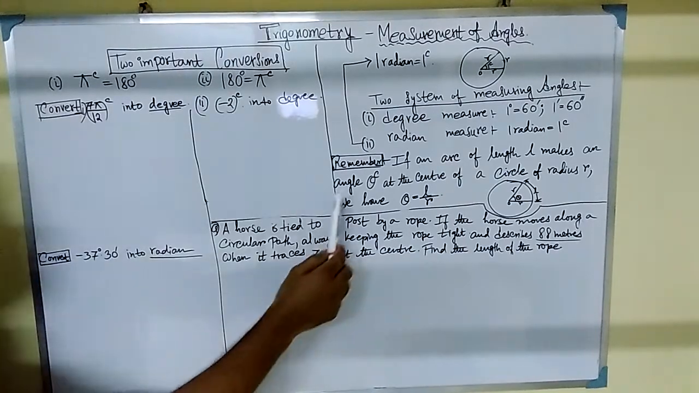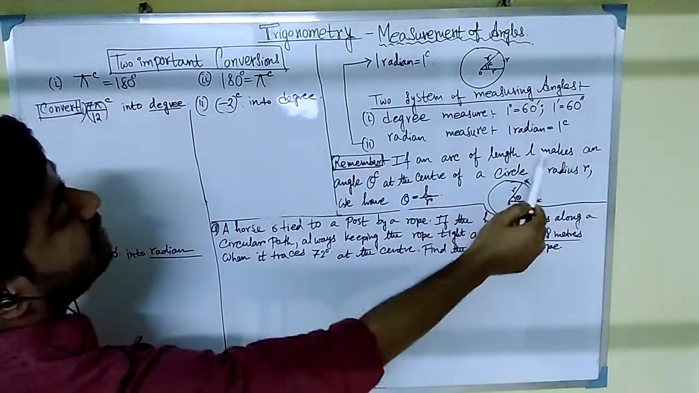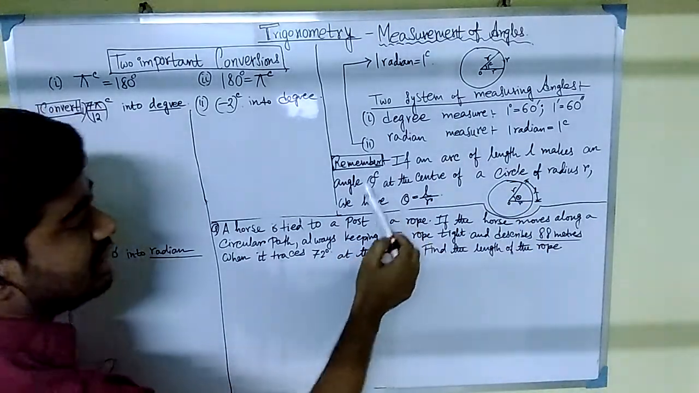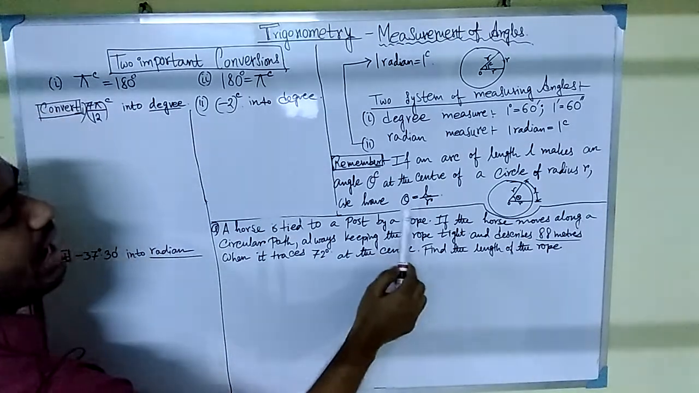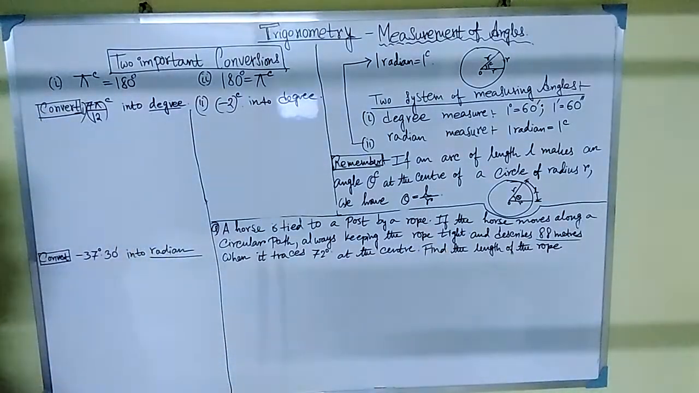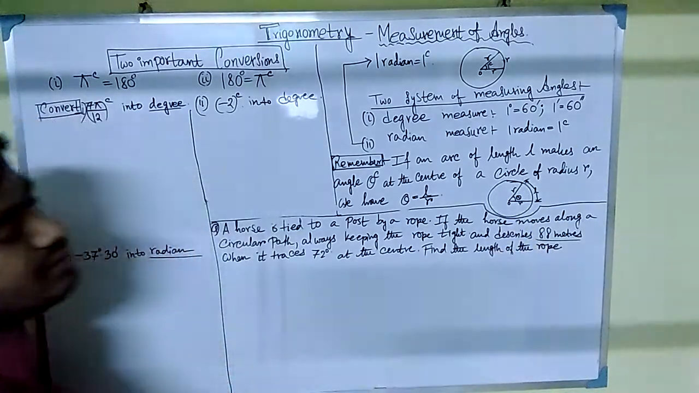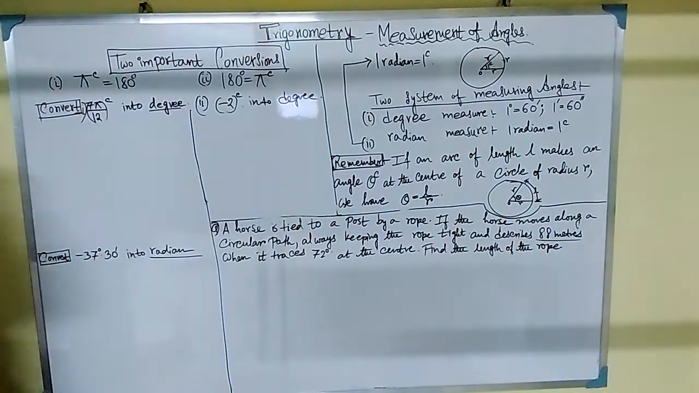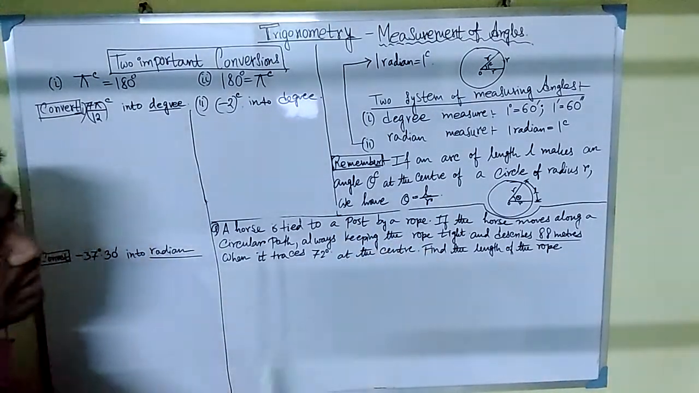Friends, please remember this particular formula. If an arc of length L makes an angle theta c at the center of the circle of radius r, we have theta equals L by r. That means if the length of the arc is L and radius of the circle is r, then the angle formed at the center by that arc will be theta radian. This theta is in radian.